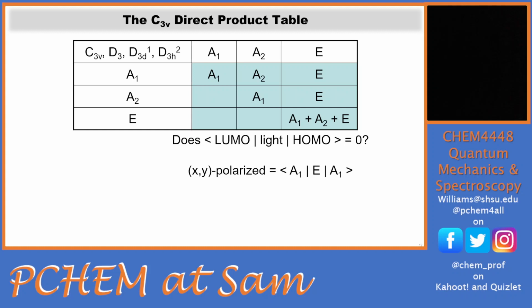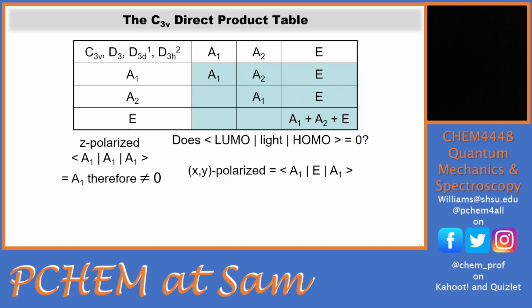So a function with symmetry E times a function with symmetry E gives you a sum of several terms. And that sum does contain A1. So that's why I would say it contains the top row. There it is in that sum. And so let's look at this one. We have this XY polarized light, and here's our transition dipole moment integral. And here's the Z one.